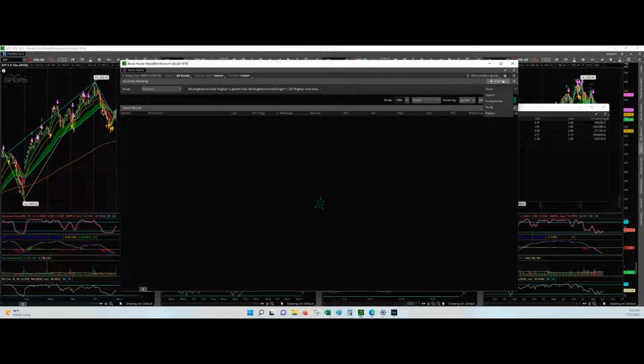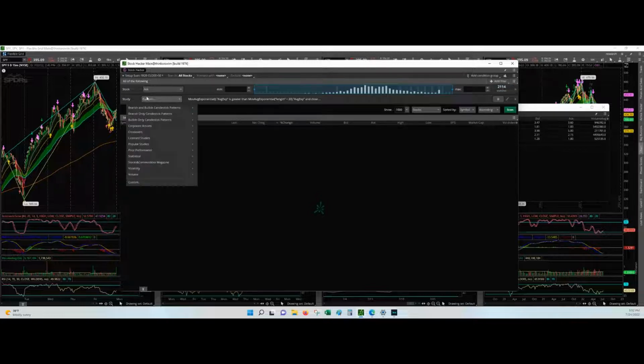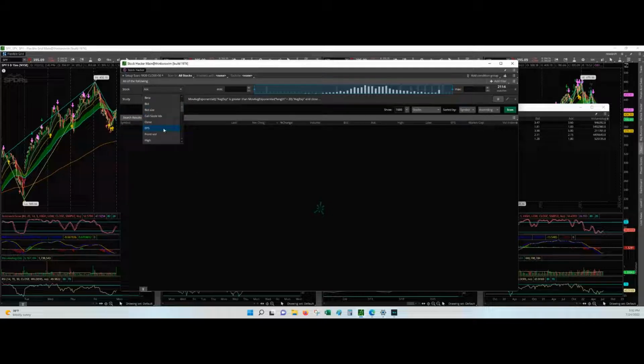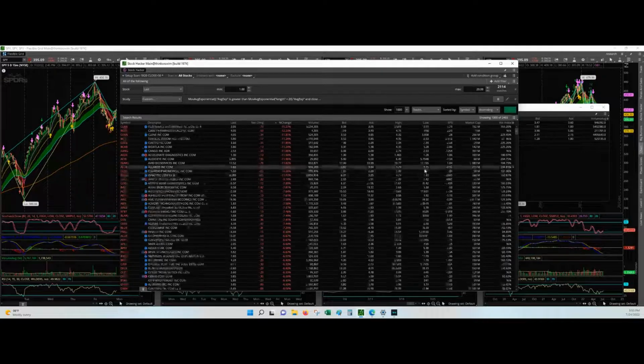I'm going to add another filter on, stock, and we want last. And I only want stocks between $1 and $20. That should narrow down our search results. So I'm going to hit scan again and see what pops up. So now we have 2,403.